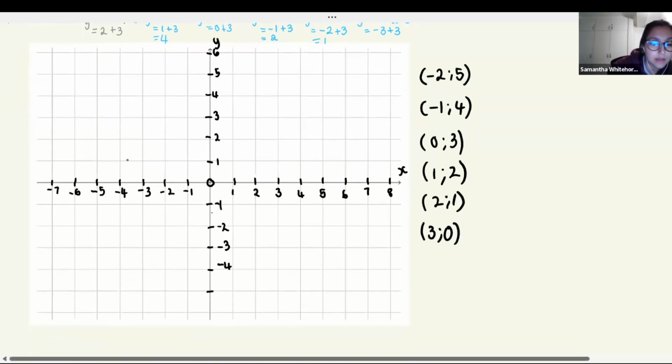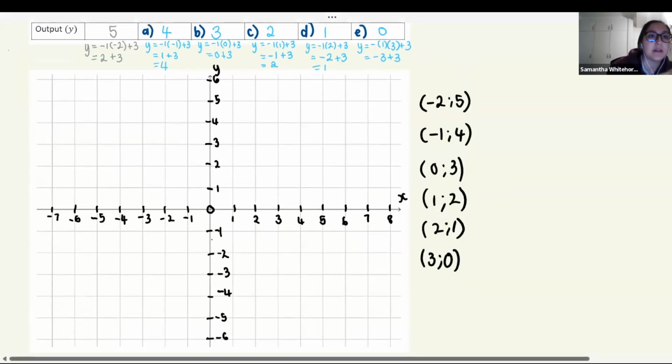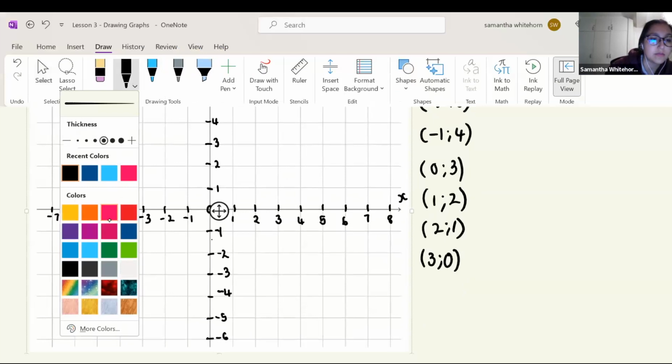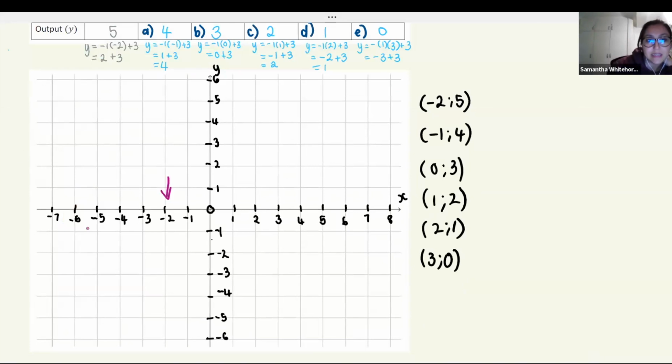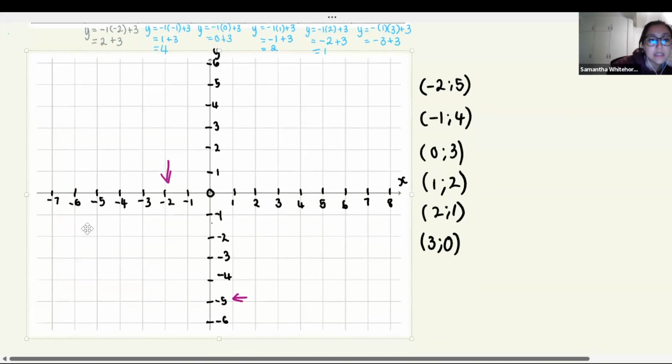That wasn't great. Let's try that again. Alrighty, so now we can plot our coordinates. I think I'm gonna do it in a different color here. Right, so the first one, -2, 5. I go to -2 on the x, I go to 5 on the y, essentially where they meet up.